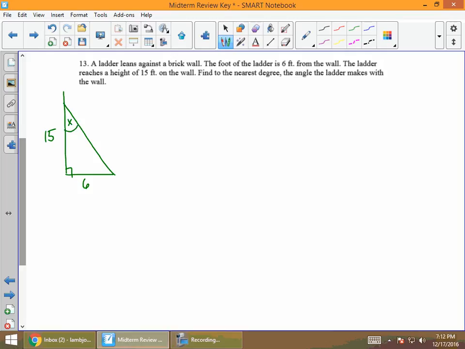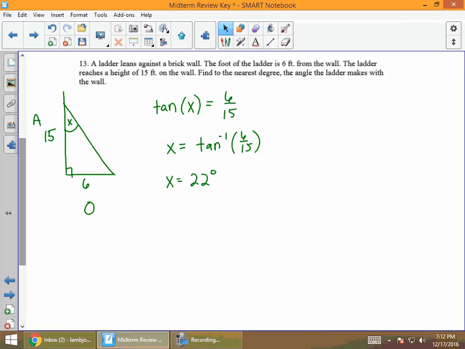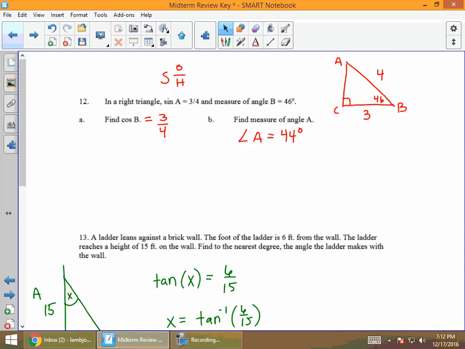All right, so from that angle I have an opposite side and I have an adjacent side. So O and A is tangent. So the tangent of the angle, the tangent of x, is equal to the opposite 6 over the adjacent 15. To get x by itself, use second tangent. And x is equal to second tangent of 6 over 15. And round to the nearest degree, it's 21.8. So that is 22 degrees. And that is the end of Unit 4.